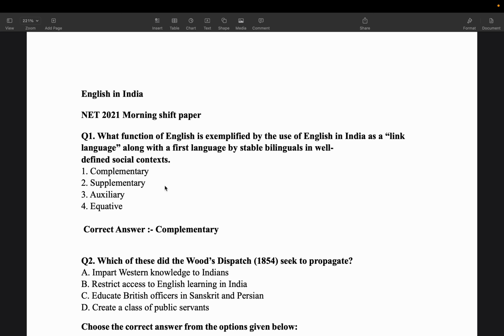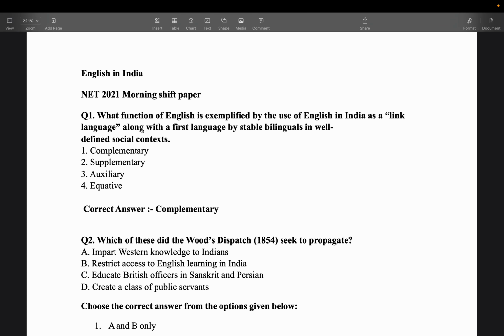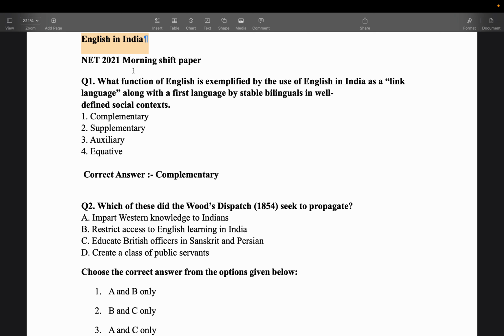Everybody, this is the next detailed analysis of previous year NET questions. This time we are going to talk about English in India and Indian literature. In NET 2021 morning shift paper, look at this question.